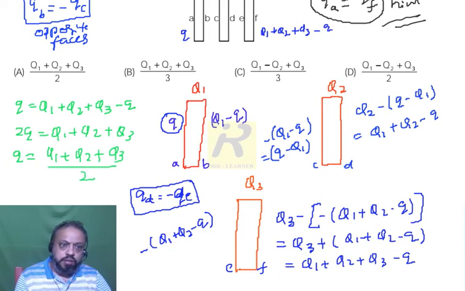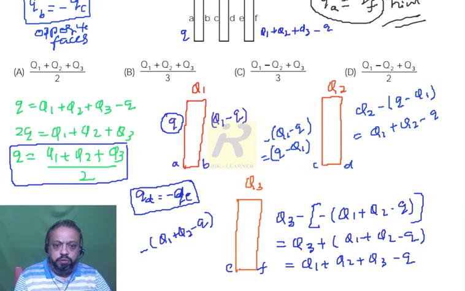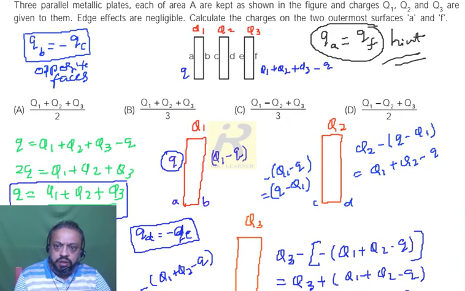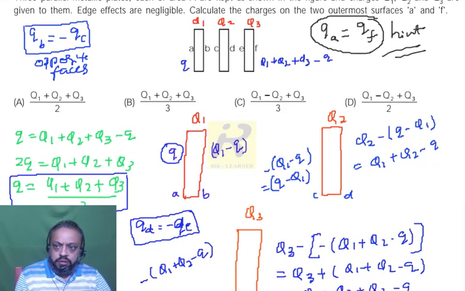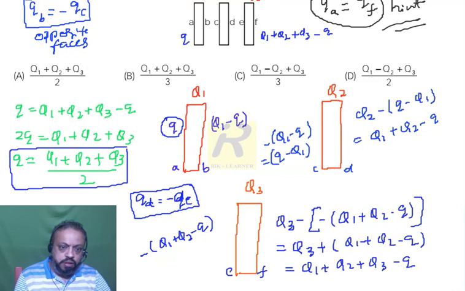So what answer did we obtain? Q1 plus Q2 plus Q3 by 2 is the charge on this side as well as this side, because I already gave you the hint that the charge on face A is equal to the charge on face F. That means the amount of Q you see on this side must exist on the other side. So the answer is Q1 plus Q2 plus Q3 divided by 2. That answer should be chosen, which is option A.